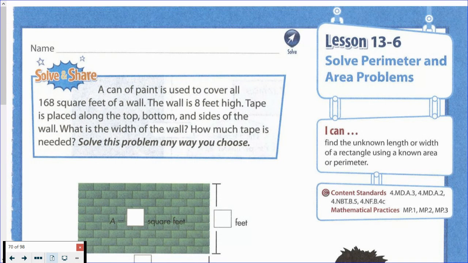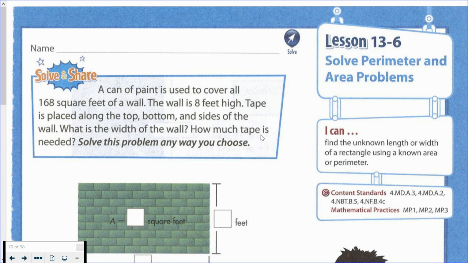So as you can see, we are going to be solving perimeter and area problems. So let's look at the solve and share together. A can of paint is used to cover all 168 square feet of a wall. The wall is 8 feet high. Tape is placed along the top, bottom, and sides of the wall. What is the width of the wall? How much tape is needed?